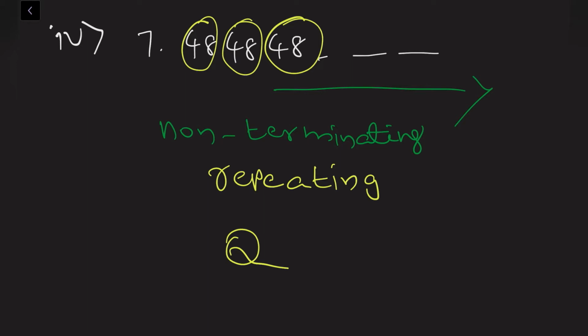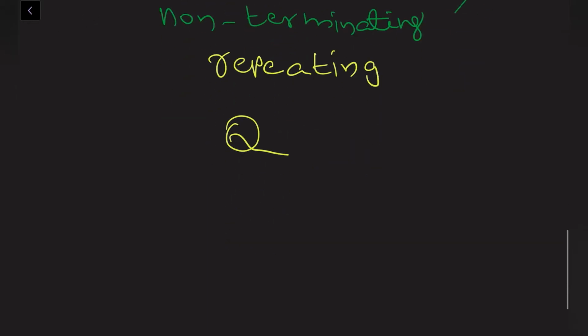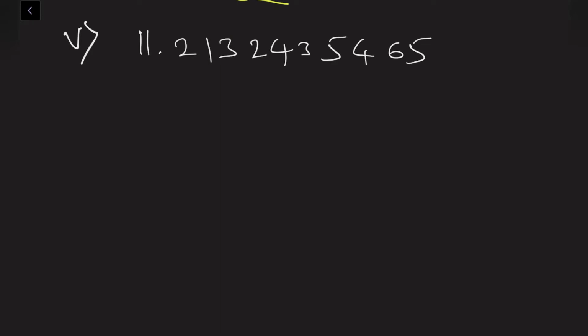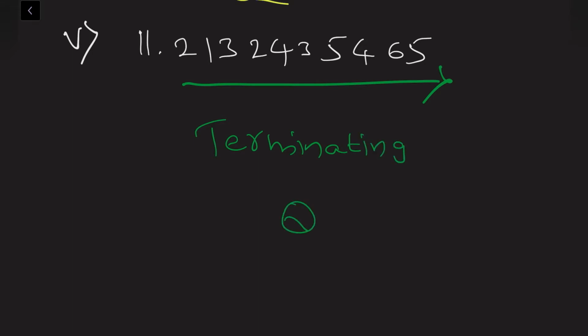Next, the fifth question in this. 11.2132435. Now if we observe this clearly, after the decimal it is stopping, it is not continuing further because dots and so on are not there. So it is stopping, it is ending, nothing but terminating. All the decimals which are terminating come under rational numbers.